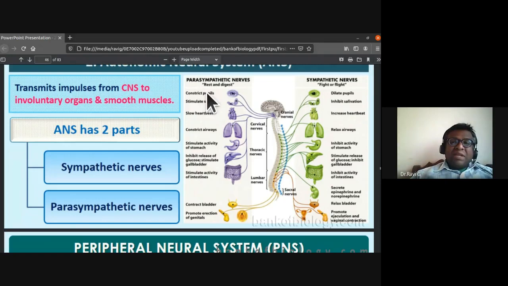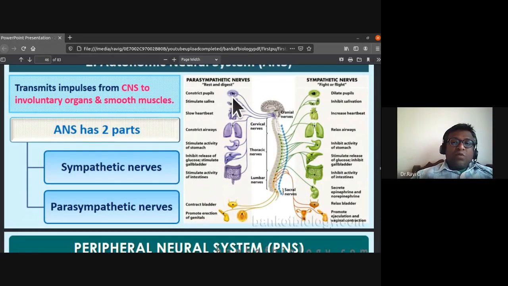The parasympathetic nerves are antagonistic to this, so they are rest and digest. Here it is in normal conditions. From an emergency state, the body is brought back to the normal condition by these parasympathetic nerves.